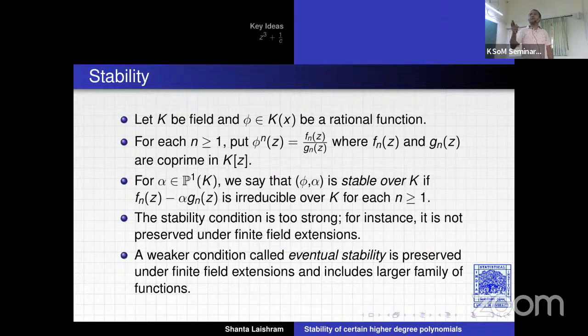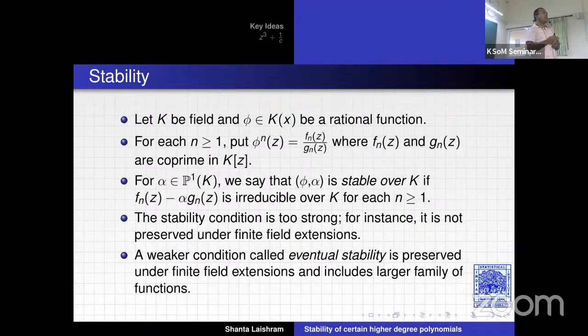And for alpha in projective space over k, we say that phi, alpha is stable over k if fn minus alpha gn is irreducible over k. So basically, if you take phi to be a polynomial, that's exactly the definition I stated before. Otherwise, for a rational function, this is how we define it. For every n, fn minus alpha gn is irreducible over k.